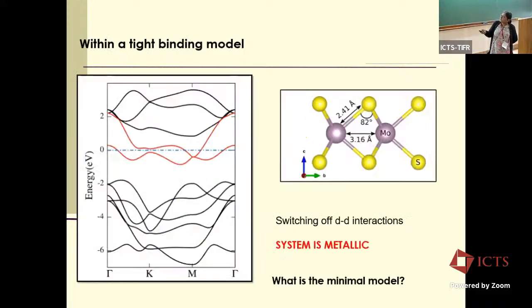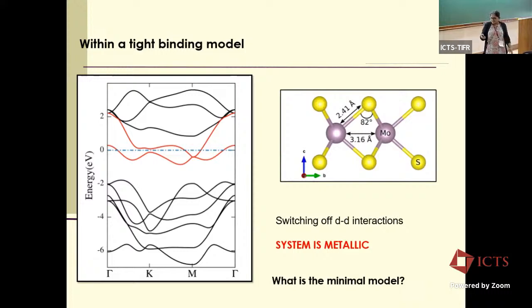So we're setting up a tight binding model, and what we did was set up a model with the molybdenum d and the sulfur p states in the basis. Within this model, we switched off any hopping between the molybdenum sites. And what you find is that the system becomes metallic.